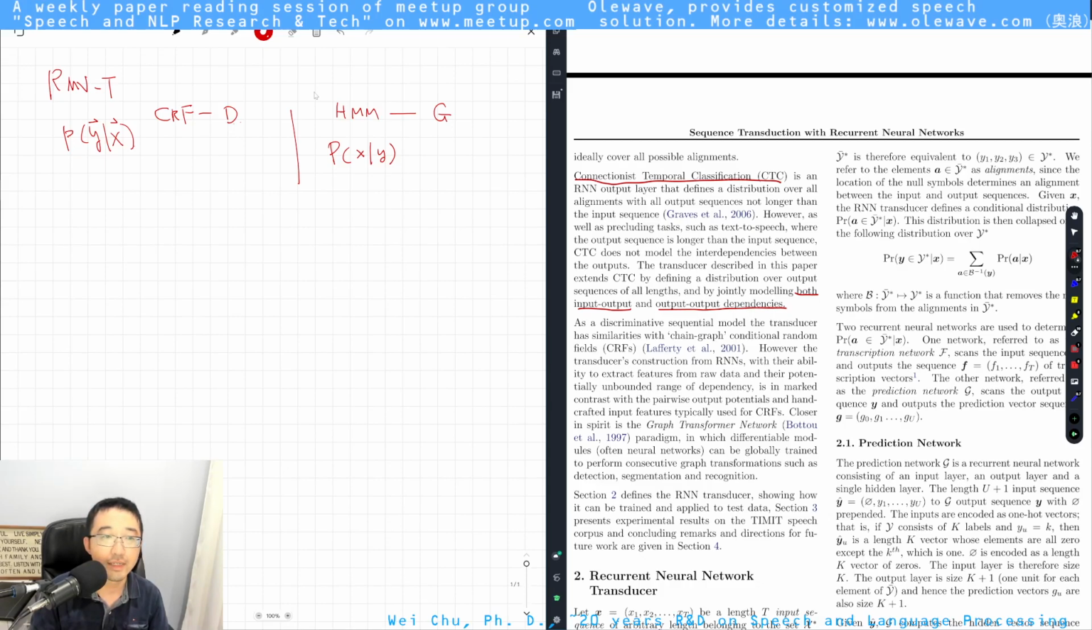Let's go back to CRF. It assumes that all the outputs are not independent of each other. So you can see, compared to HMM, it is a discriminative model. It's not a generative model, but you can see it's trying to model the whole sequence.